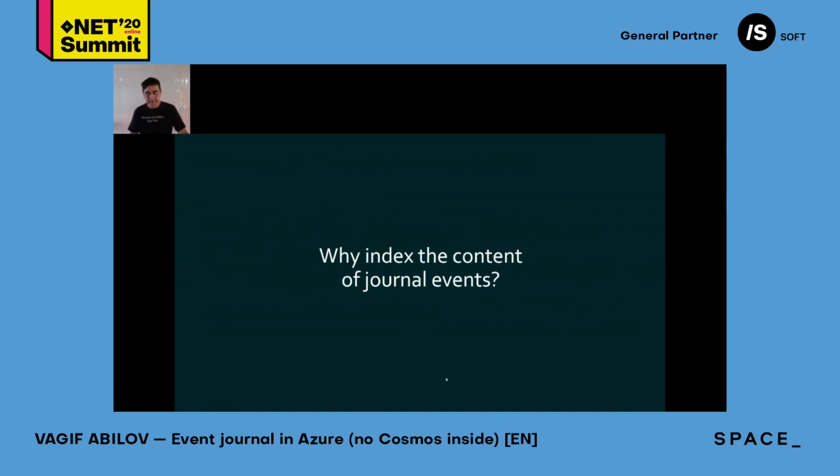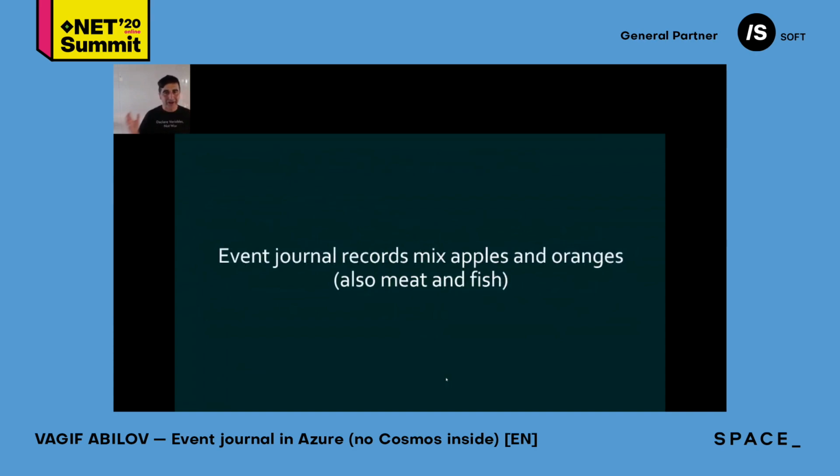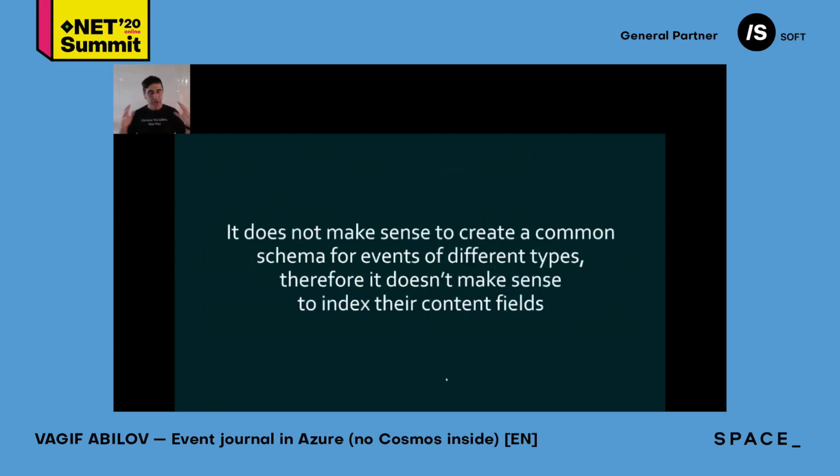So the same logic can be applied to indexing the content of journal events, because event journal records contain events from completely different sources. So it's a mixture of apples, oranges, or maybe meat and fish. So why should we index completely unrelated things? So just don't do it. Take event content as opaque as a Blob, and just don't take these additional advantages, even if you have them from your storage type.